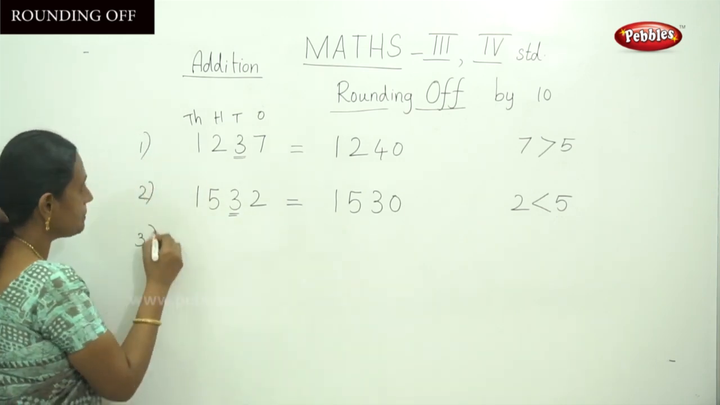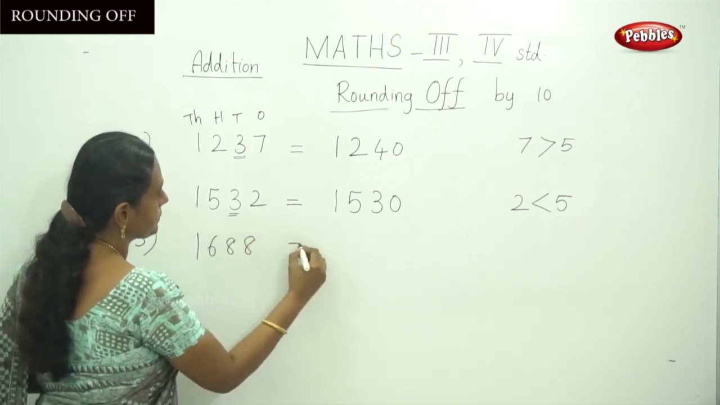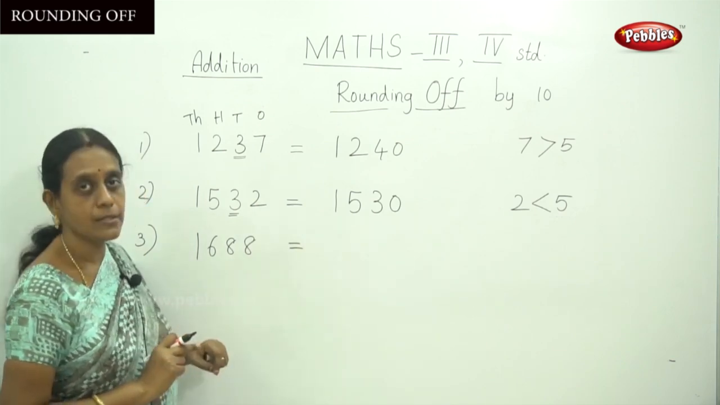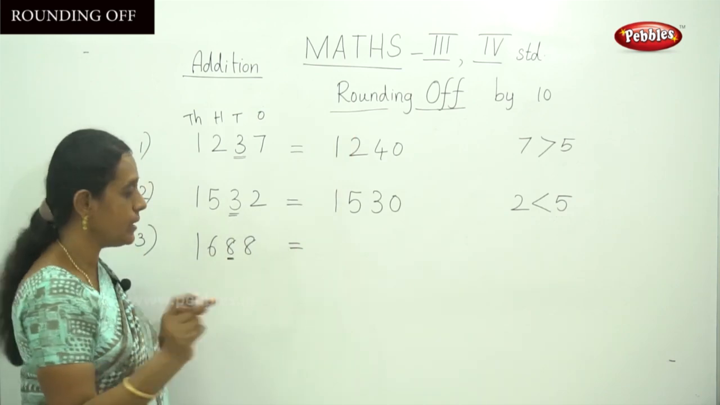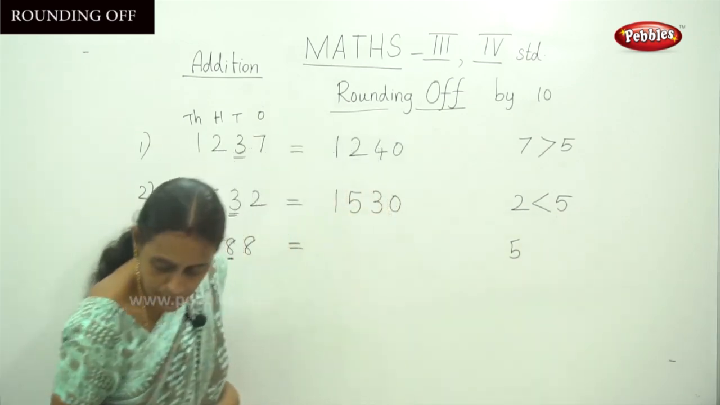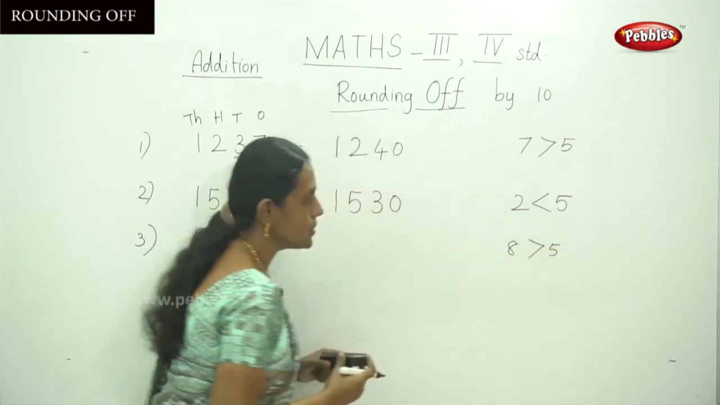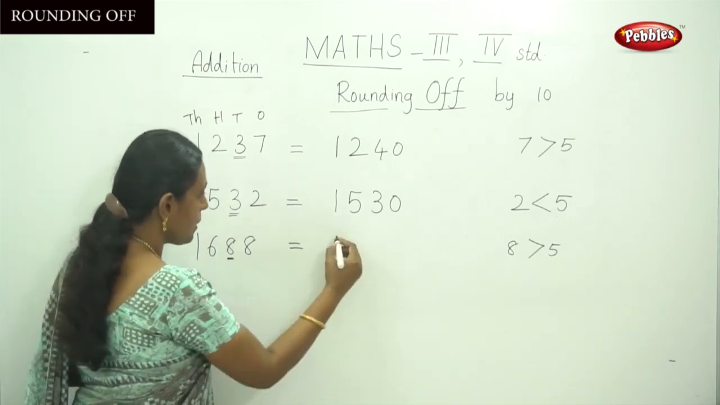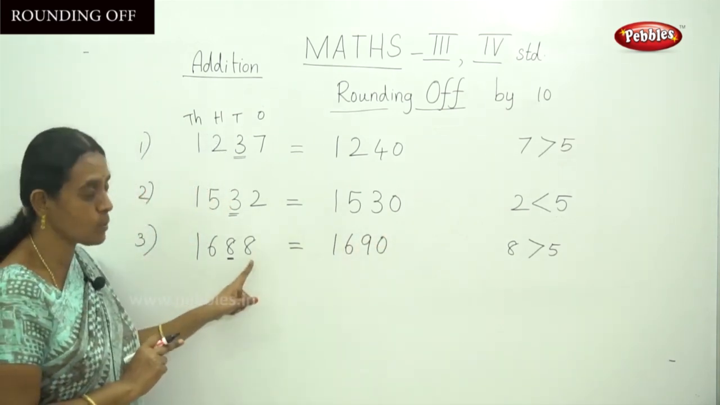I will show you one more example, that is 1688. This is the question, and observe this is the tens place number because our sum is rounding off by 10, and the last digit, 8, is greater than 5. So the last digit is more than 5, and you have to change to the next 10. So that is 1690. Write down the next 10 because this is more than 5.